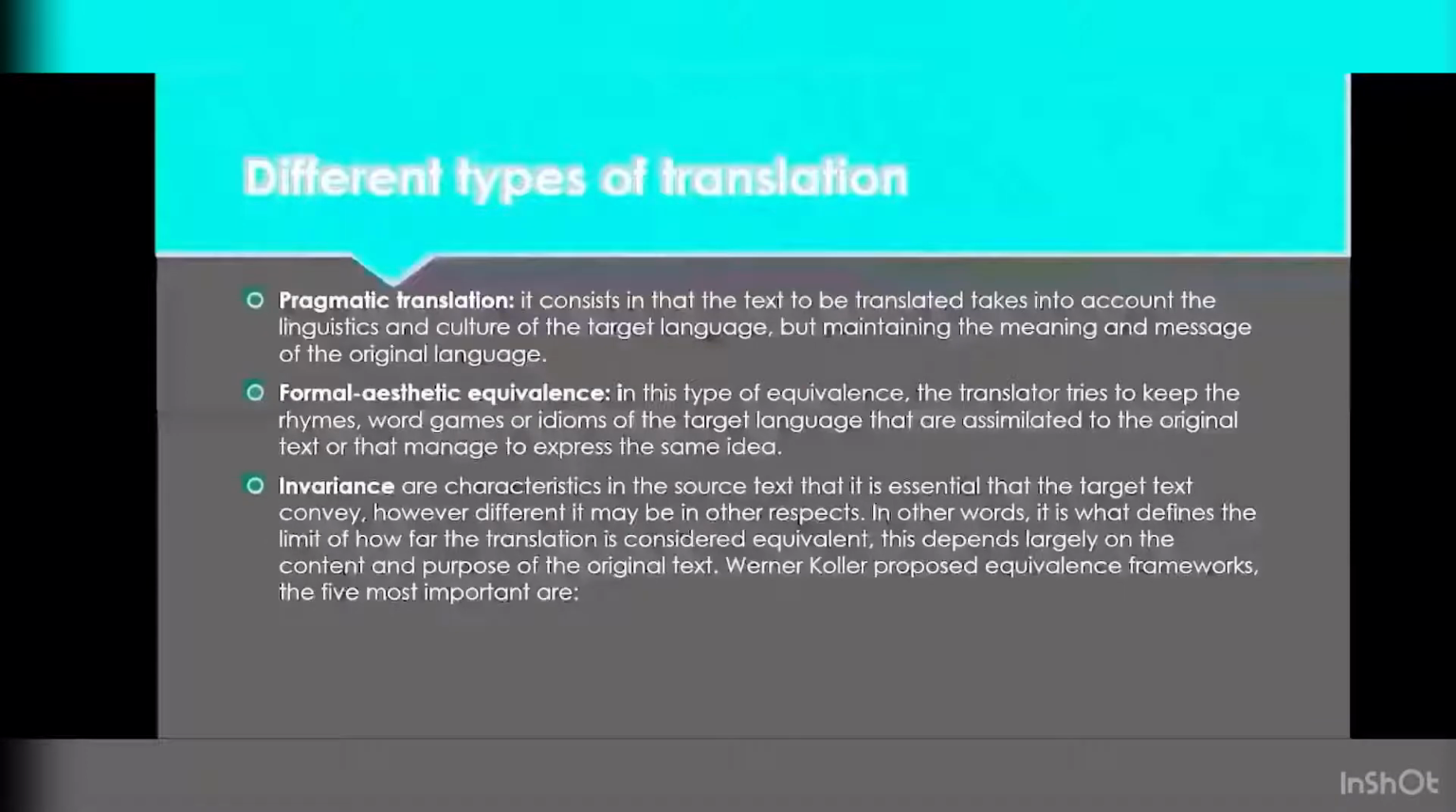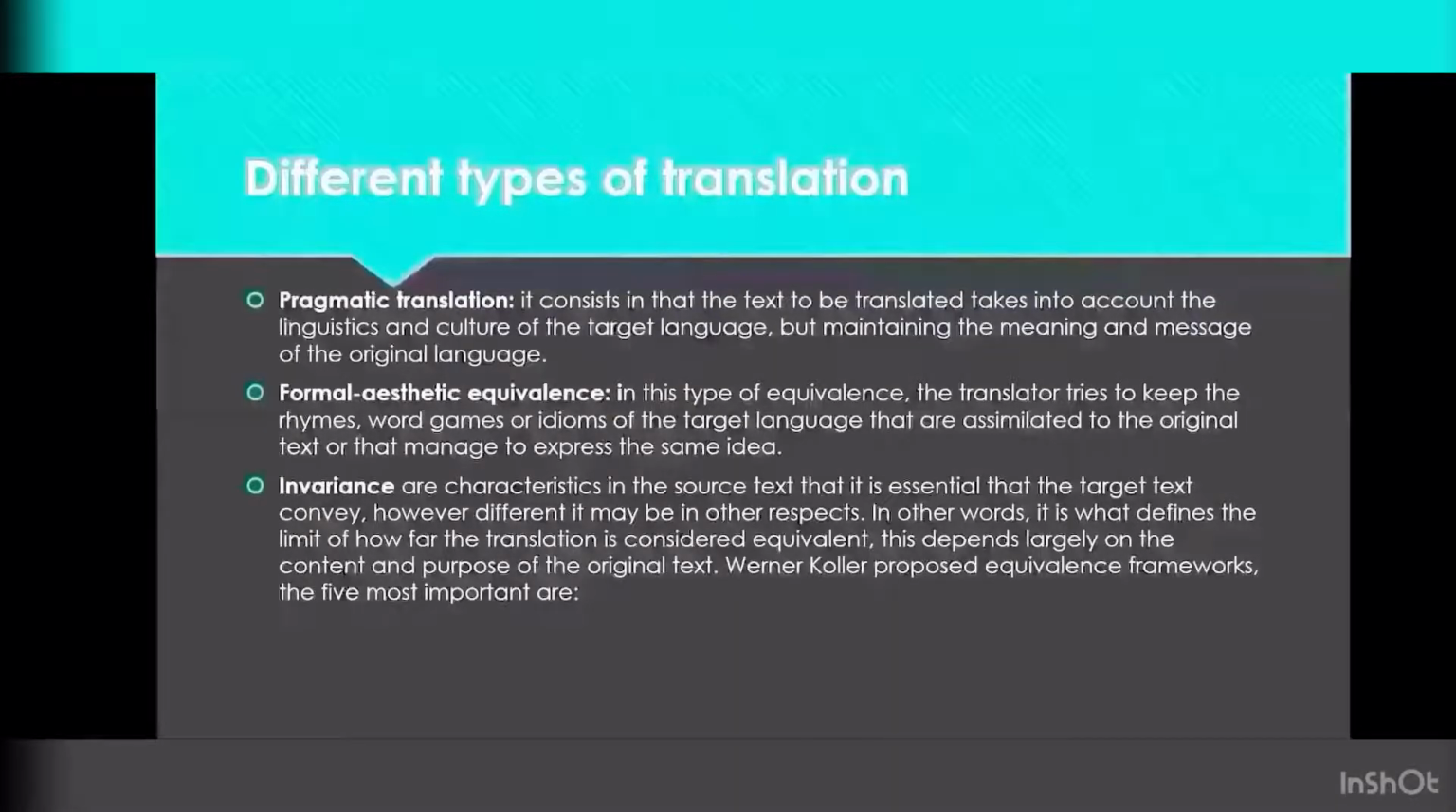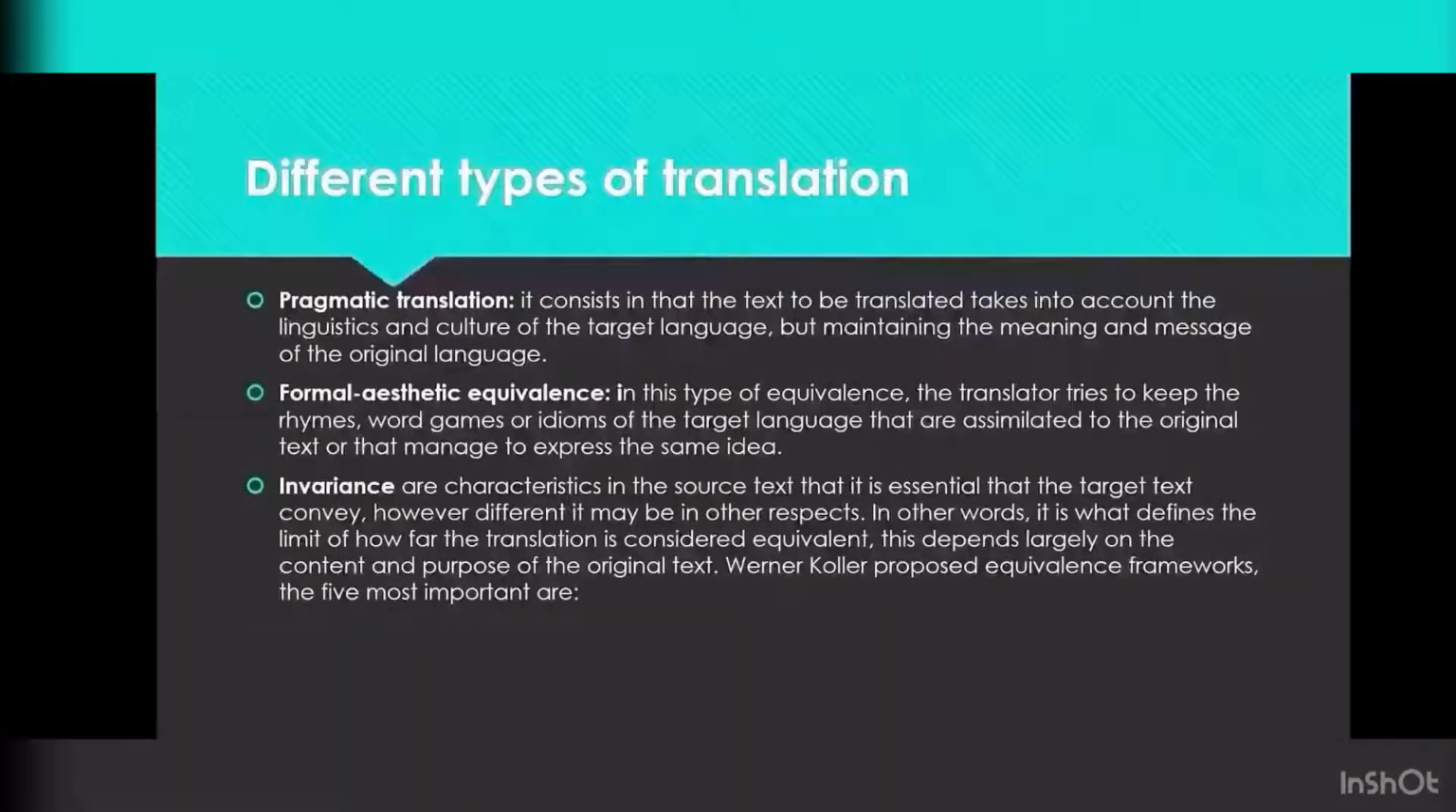In this type of equivalence, the translator tries to keep the rhymes, words, or idioms of the target language that are assimilated to the original text. Invariants are characteristics in the source text that are essential that the target text convey, however different it might be in other respects. In other words, it is what defines the limit of how far the translation is considered equivalent.